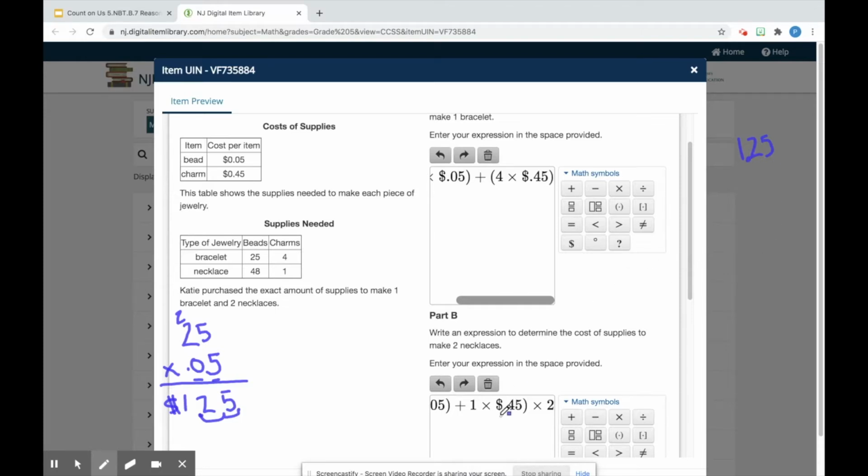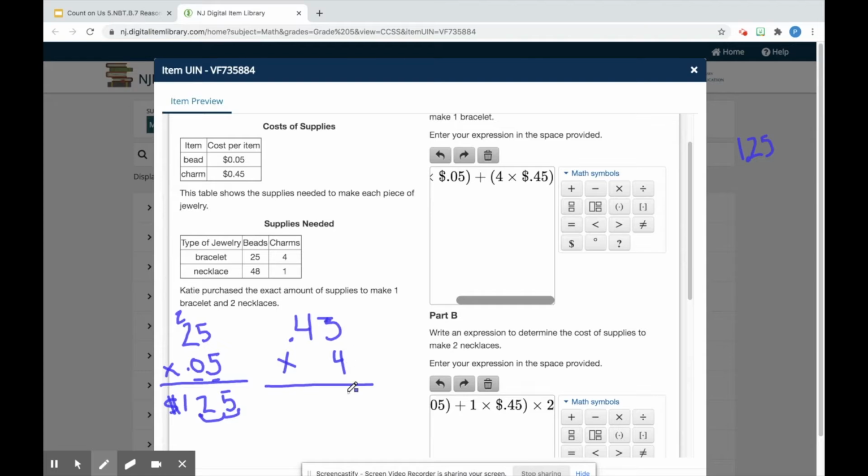$1.25. The next part was to figure out the cost of the necklaces. Oh, nope, wait, Miss Twitty's wrong. You have to go back and figure out the cost of the charms for the bracelet. So that is 45 cents times 4.